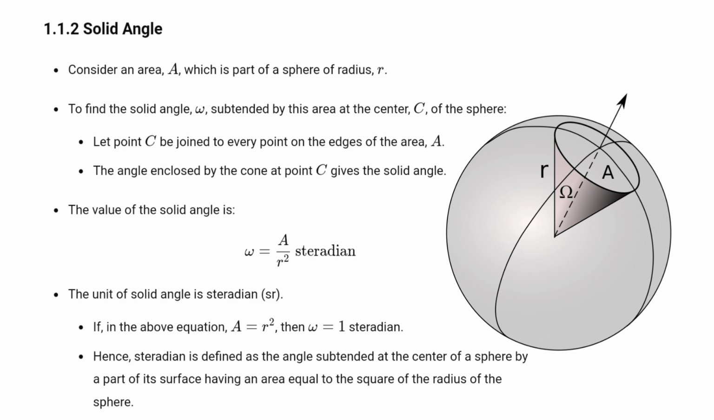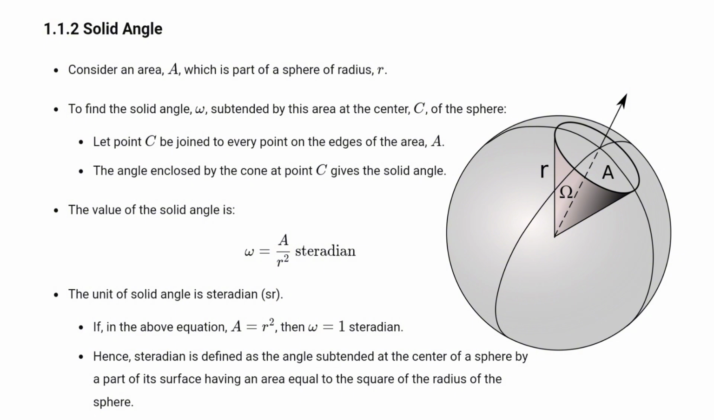Now, we let point C be joined to every point on the edge of the area A. Picture drawing lines from the center of the sphere, point C, to the edges of the area A. These lines form a cone shape. The angle enclosed by the cone at point C gives the solid angle. The size of the cone's opening, as seen from point C, is the solid angle. It's like looking at a slice of pie from the tip of the slice.